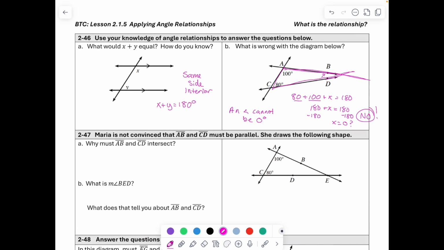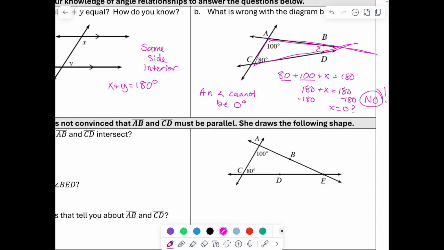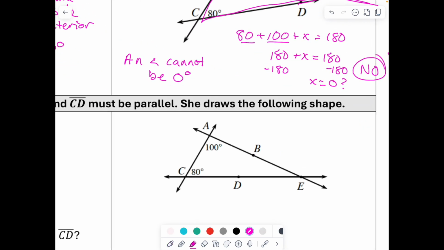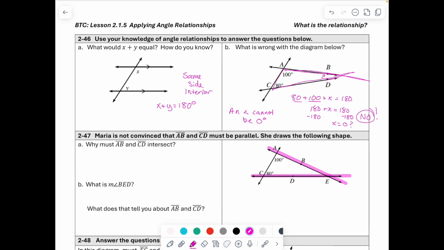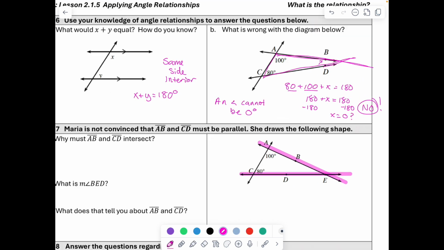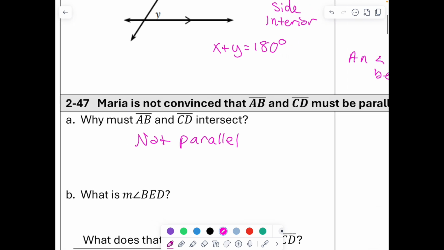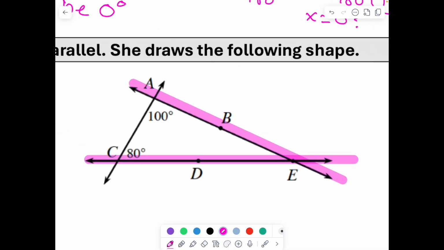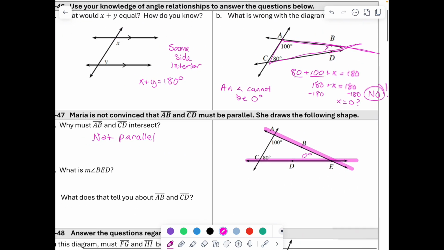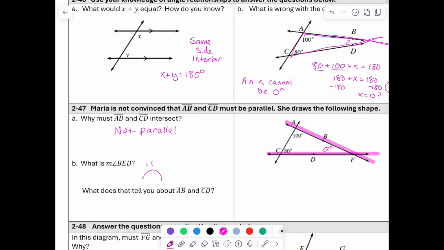All right, Maria is not convinced that AB and CD are parallel, so she draws the following shape here. So she is not convinced that this line and this line are parallel. So why must these intersect? Any lines that are not parallel are going to intersect. The measure of angle BED, we already talked about this, is 0 degrees, which is not a good thing.